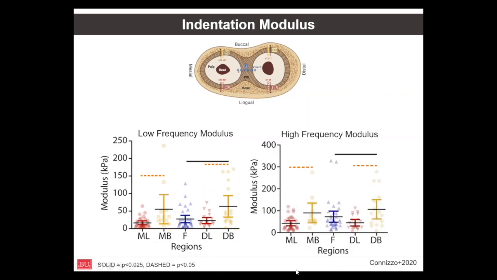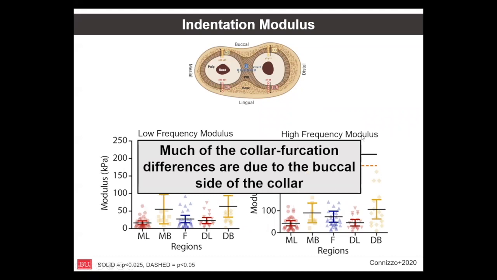I think what you can appreciate from both of these plots already is that there is significant heterogeneity even within the collar. You can see that most of the difference between the furcation and the collar is actually due to the buccal regions. The lingual regions were actually quite similar in terms of moduli values, both low and high frequency, and the buccal regions were stiffer. Interestingly enough, we also found lingual buccal differences, right? Both at the mesial and the distal regions, the buccal was significantly higher in modulus than the lingual. This told us that much of the collar furcation differences, in terms of modulus at least, are due to the buccal side of the collar and not the lingual.